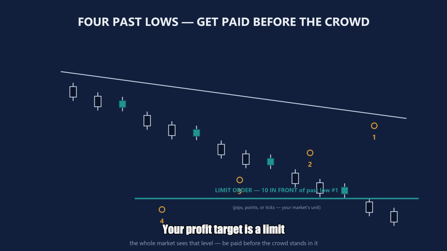Your profit target is a limit order placed 10 units in front of the past extreme. 10 above a past low if you're selling, 10 below a past high if you're buying. Pips, points, or ticks, whatever your market trades in. Why in front? Because the whole market can see that level, and a wall of orders sits exactly on it. You want to be paid before the crowd, not standing in it. And why 4? Because you'll choose the one, nearest first, that fits the ratio we're about to talk about. The market's old battlegrounds become your cash registers.